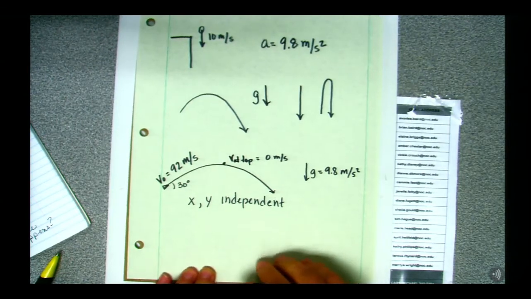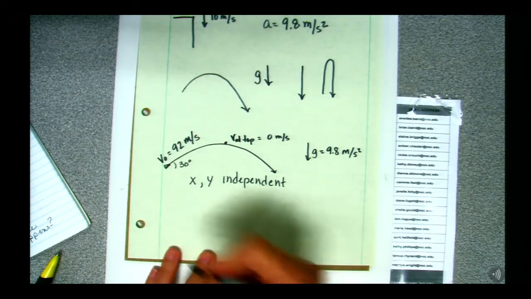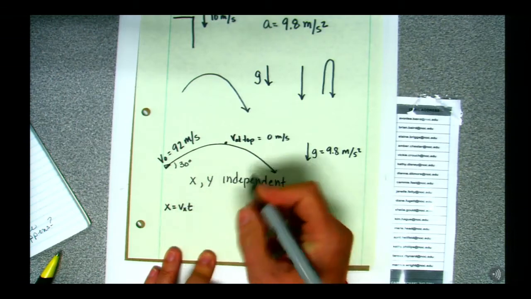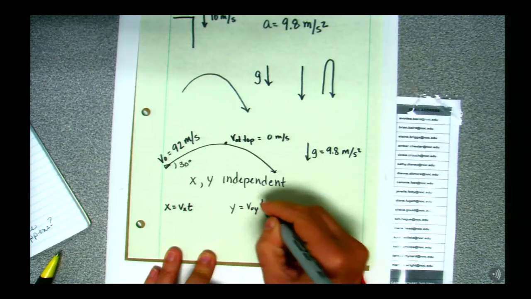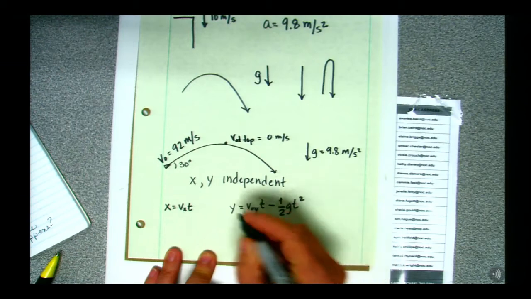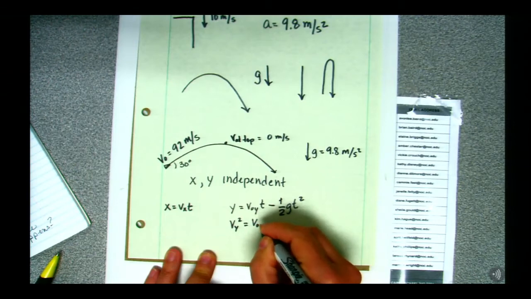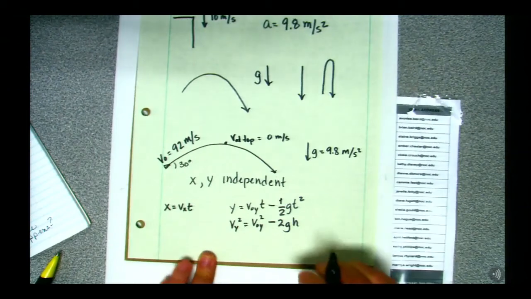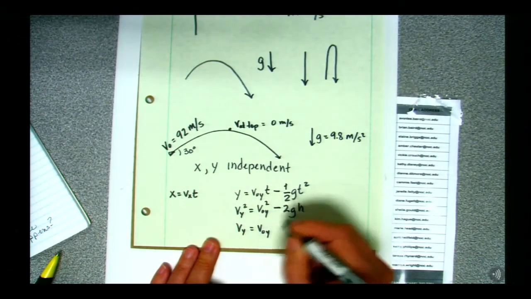And if I were writing out my cheat sheet and I'm going into the end of the third chapter, I've got x is equal to my velocity in the x direction times time. I've got y is equal to my initial velocity in the y direction times time minus 1/2 gravity times time squared. I've got the velocity y final squared is equal to my initial velocity y squared minus 2g times the change in height. And I've got velocity y is equal to velocity y initial minus gt.